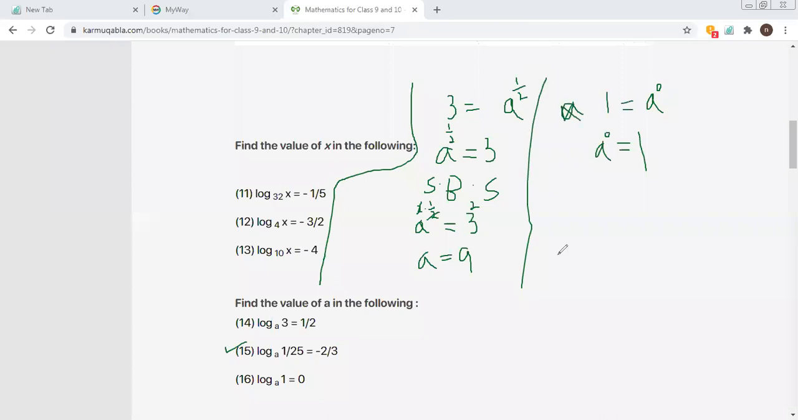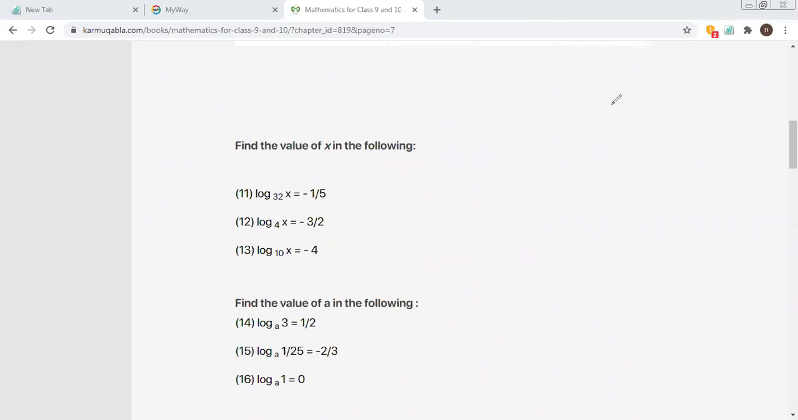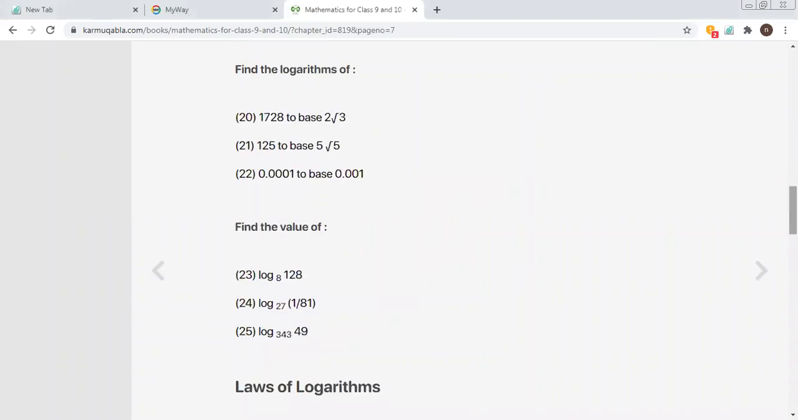Yes, Miss. Okay, let's move toward the next question. हम next question की तरफ move करते हैं. Question number 20.